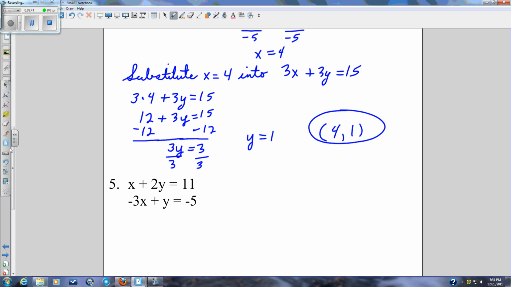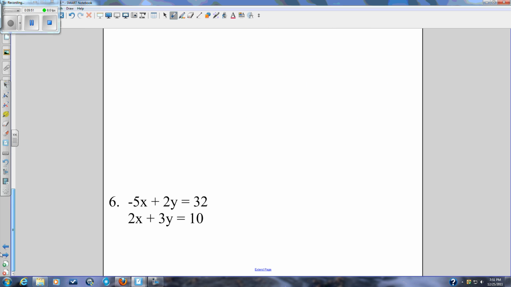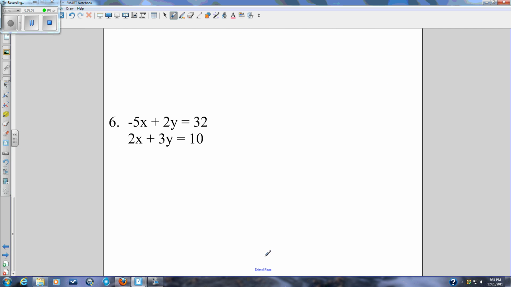Now, I'm going to skip number 5. That's another one that we are going to do in class. And we are going to move on, actually, to the bottom of this page, to number 6, where we have negative 5x plus 2y equals 32 and 2x plus 3y equals 10 for our system. Now, right off we realize that neither the x's nor the y's will cancel if we add the equations together.